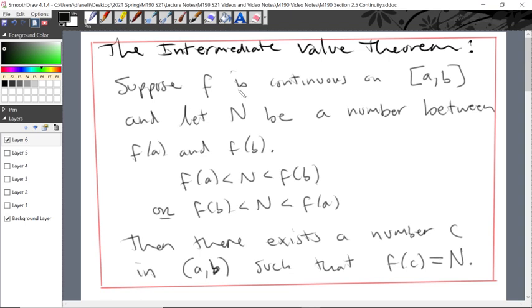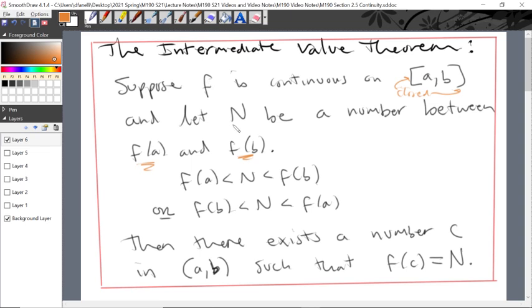Now suppose f is continuous on the closed interval from a to b. Notice that this interval is closed, so we're including a and we're including b. In other words, f of a exists and f of b exists because a and b are both values that can be plugged into f itself.